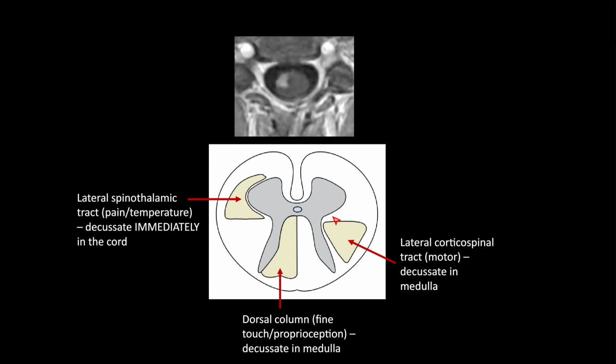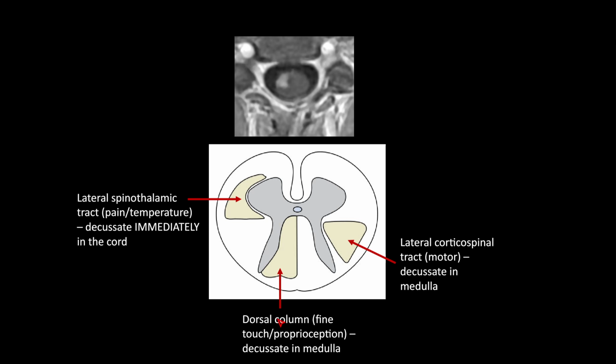So a left-sided cord lesion affecting the lateral corticospinal tract would result in weakness on the left side of the body. This particular lesion, as you can see, is in the lateral aspect of the cord, but it's anterior. If this lesion was posterior and on the left side here, it would result in left-sided weakness. Then there's the dorsal column, which is involved in fine touch and proprioception.